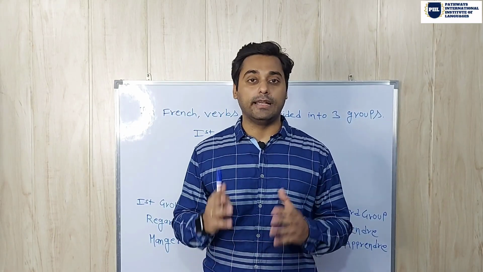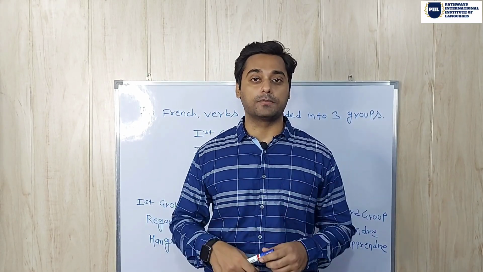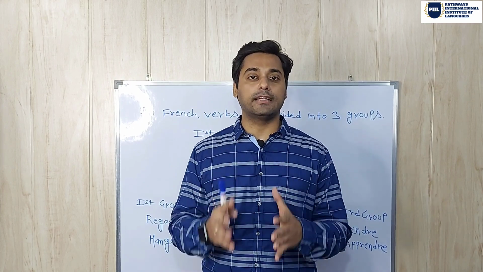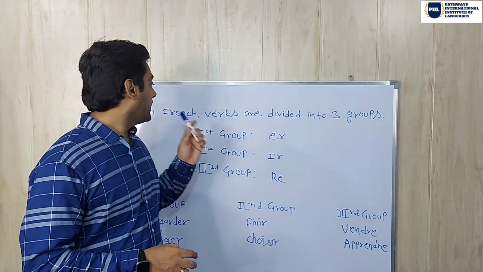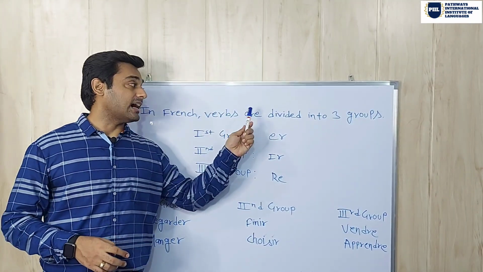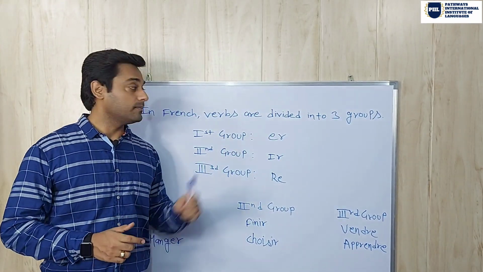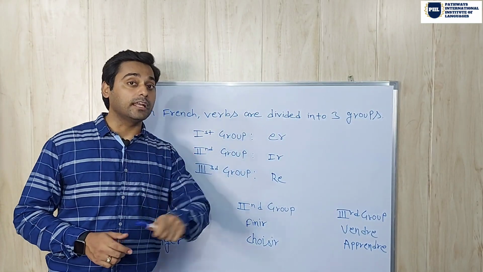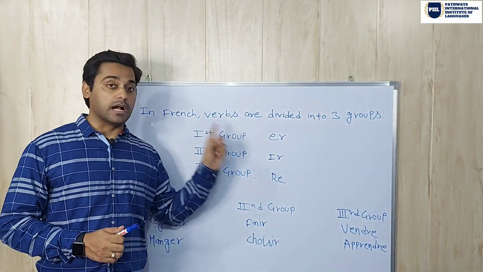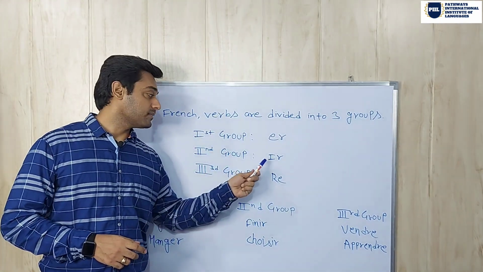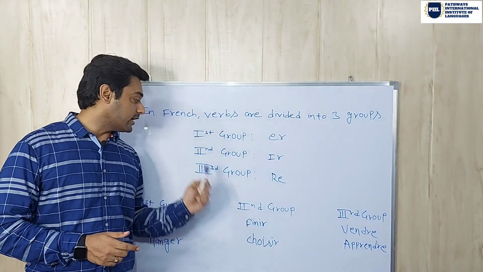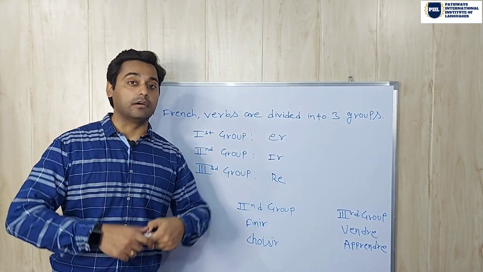Now let's move ahead and go a bit deeper into French verbs. Another thing you need to understand is that in French, verbs are divided into 3 groups. In the first group come ER ending verbs. In the second group come IR ending verbs. And in the third group come RE ending verbs.